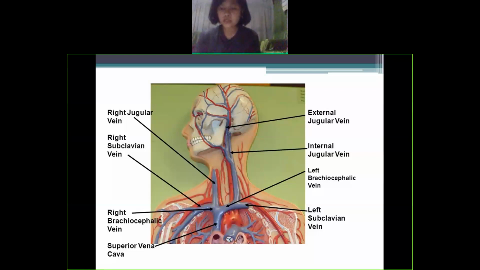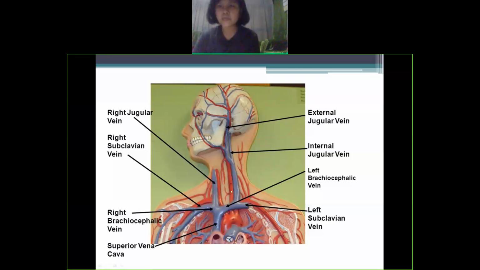Means they will come together with what? With the subclavian vein. As we come down and down, you will find the subclavian vein. You will find the right subclavian vein, this one, and the next is the left subclavian vein, this one. So these two subclavian veins, where are they coming from? They are coming from the internal jugular vein.